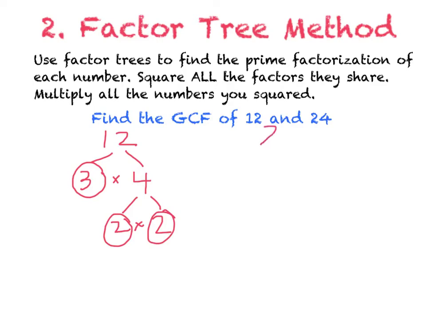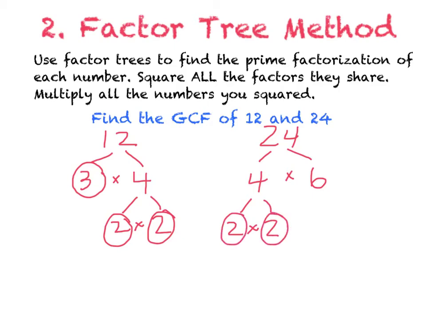Now for 24, I'm going to do the same thing and make a factor tree. So I'm going to start off with 4 times 6, which I know gives me 24. 4 is not prime though, it's an even number, so I'm going to separate it into 2 times 2. 2 and 2 are both prime numbers, so I'm going to circle those. 6 is also even, so I know it has a factor of 2, so 2 times 3 will give me 6. 2 is prime, and 3 is also prime.